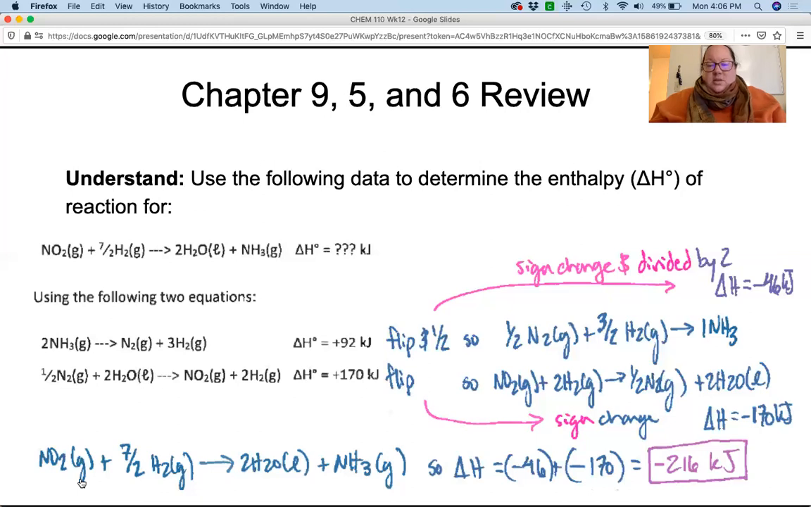When we combine these 2 equations together and we cancel our like terms, we have NO2 plus 7 halves H2 goes to 2 H2O plus ammonia. When we combine our negative 46 and our negative 170, that gives us overall negative 216 kilojoules. And if we think about this, technically it should be 220, because we have 2 sig figs, so 220 kilojoules.